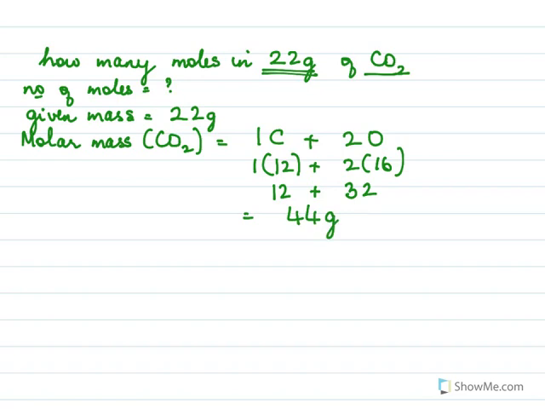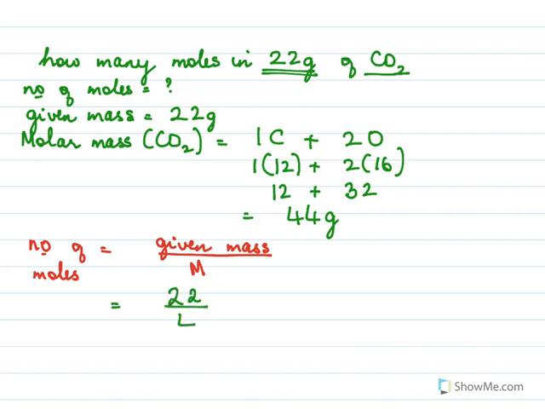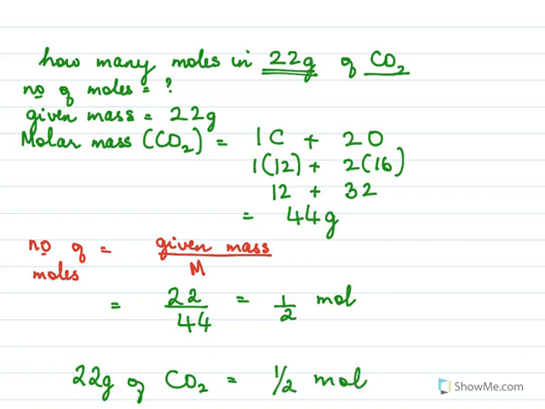We use the first formula because here we have to know moles and given mass. Whenever there is given mass and moles, we use the first formula. Number of moles equal to given mass over molar mass. So number of moles, given mass is 22 over 44, that is 1 by 2 moles. So the answer is 22 gram of carbon dioxide equal to 1 by 2 mole.